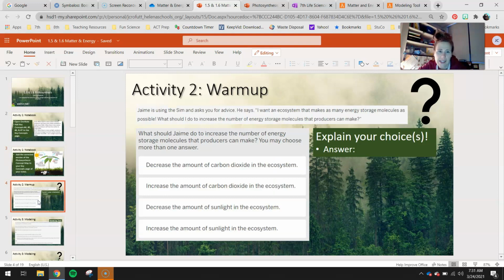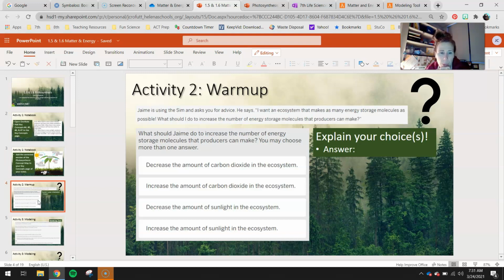So Jamie is using the sim and asks you for his advice. He says, I want an ecosystem that makes as many energy storage molecules as possible. What should I do to increase the number of energy storage molecules that producers make? So again, this focuses back in on our learning target of how we can manipulate the amount of ESMs in an ecosystem. So what should Jamie do to increase the number of energy storage molecules that producers can make?